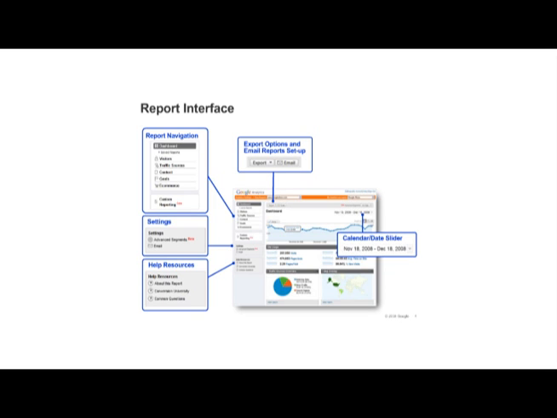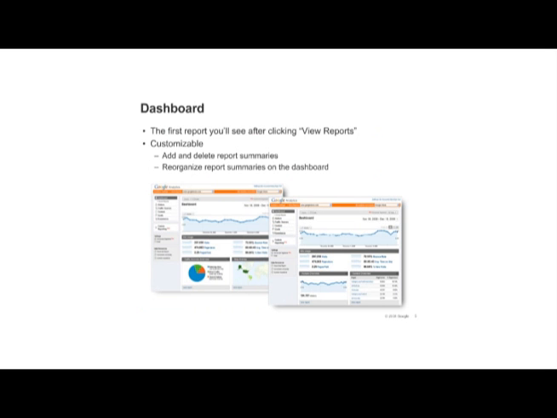Note that there are several places to find help information. The help link on the top right of the page takes you to the Google Analytics Help Center. Also, on the left margin of the page, you'll see a Help Resources box with links.